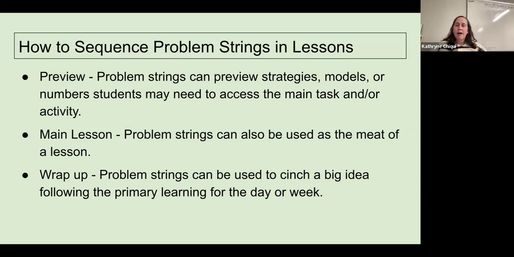And that way we are finalizing and cinching that understanding of a certain strategy or of a model that we've been using. And that way they have something that they can reference back when we're continuing to do math in class. So those are the three primary ways that I've seen lesson or problem strings used in lessons. Are there any questions about the sequencing before we move on?